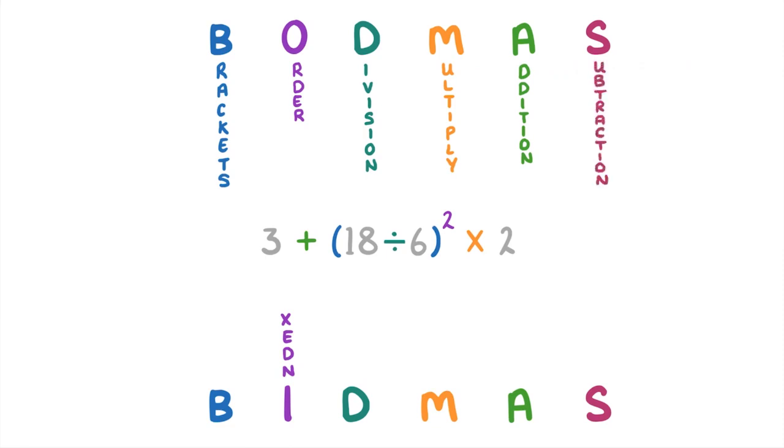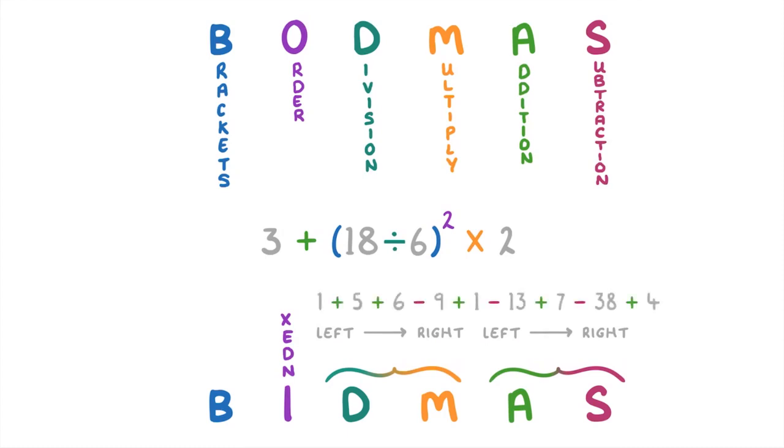One important thing though is that when it comes to division and multiplication, or addition and subtraction, you should start with the ones on the left and work your way to the right. So if you have a question like this one, with loads of plus and minuses, you would just start on the left and work your way through to the right. You wouldn't have to do all of the additions before the subtractions.